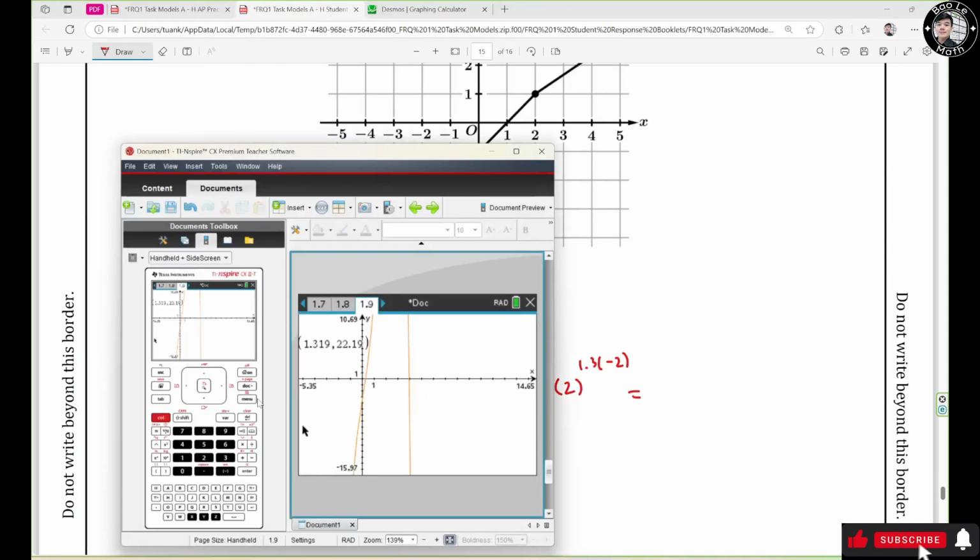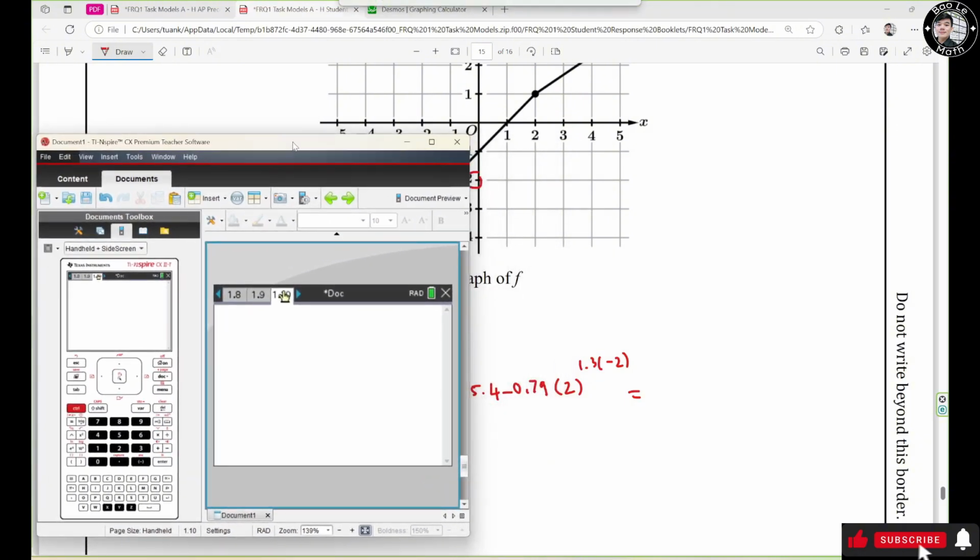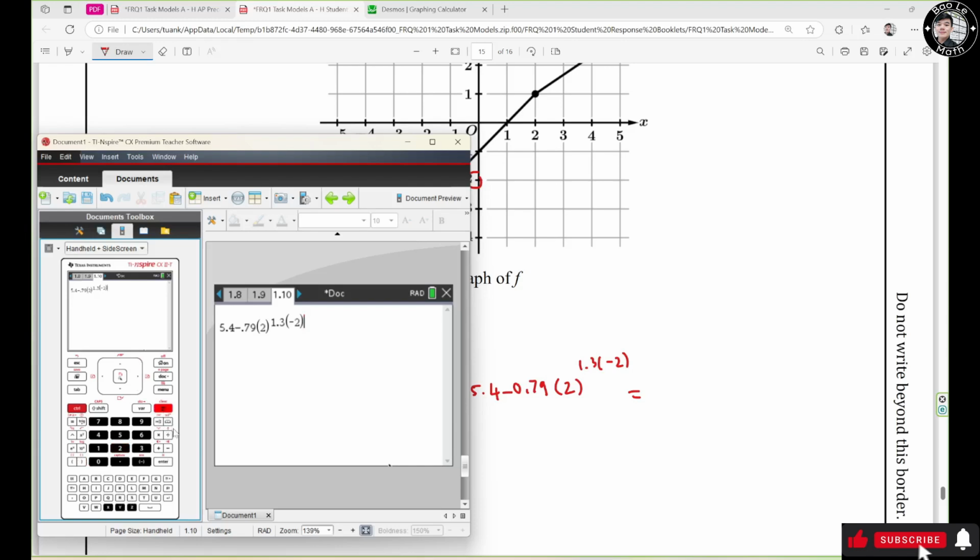Now we just bring up the calculator, hit Control I, hit Add Calculator. Now it's going to be 5.4. You hit Enter. The answer should be 5.269.